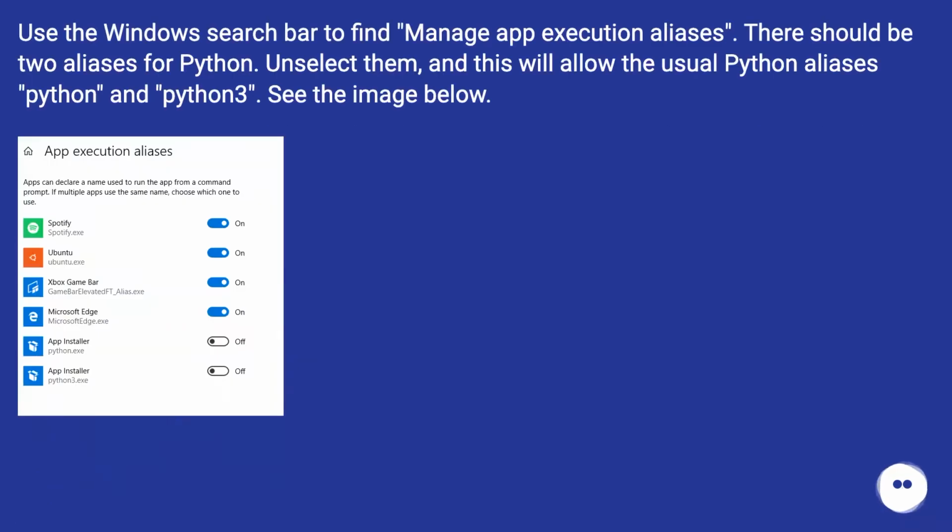Use the Windows search bar to find Manage App Execution Aliases. There should be 2 aliases for Python. Unselect them, and this will allow the usual Python aliases, Python and Python 3. See the image below.